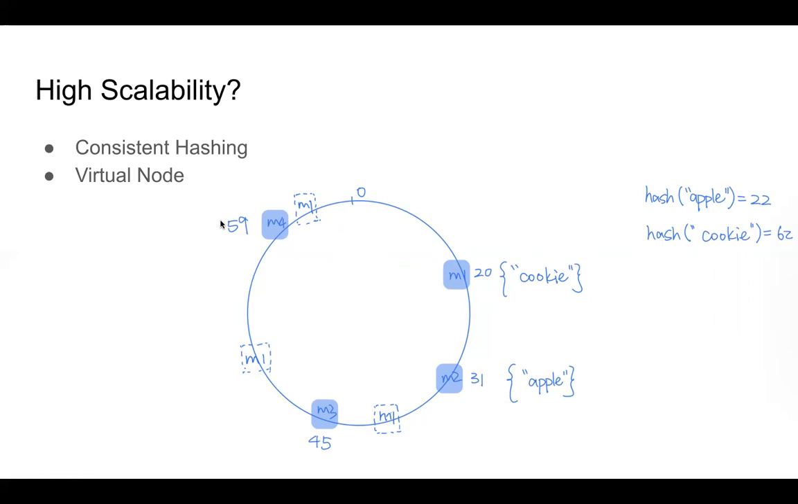Now, how about scattering the data more? Amazon creates something called a virtual node, which means we can virtually assume that machine M1 is also located at these positions, to achieve the goal of high availability.